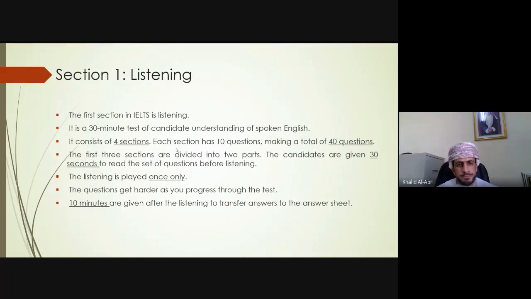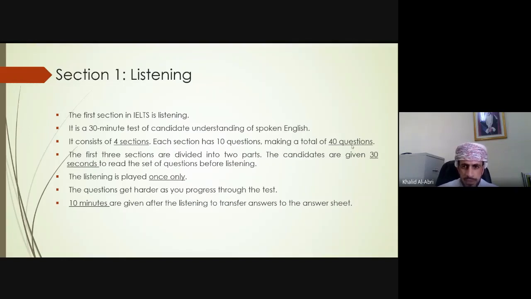Now we move to the sections of the IELTS exam. The first section in the IELTS exam is listening. Usually the IELTS examiners start this exam at 9 o'clock in the morning, and it will last for 30 minutes. Before playing the recordings, the examiners distribute the question papers, and this question paper has 4 sections. Each section consists of 10 questions, so in total there are 40 questions in the listening exam.